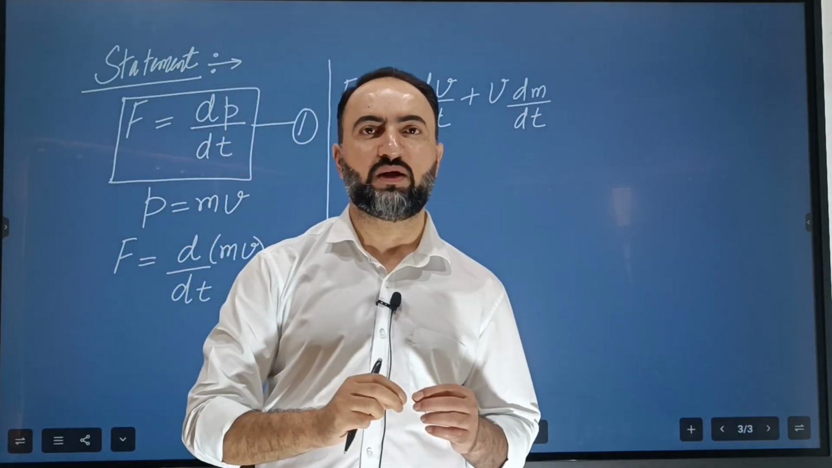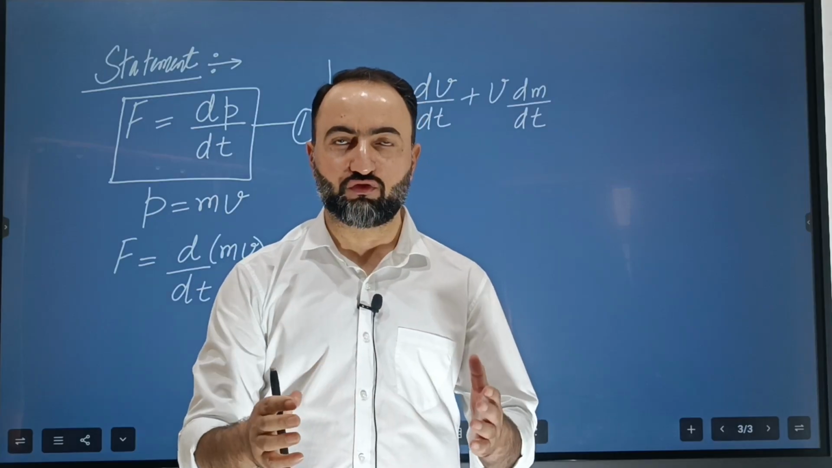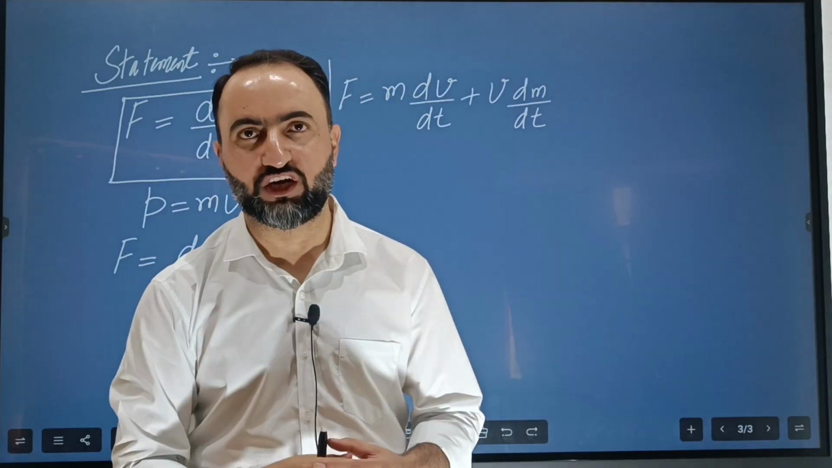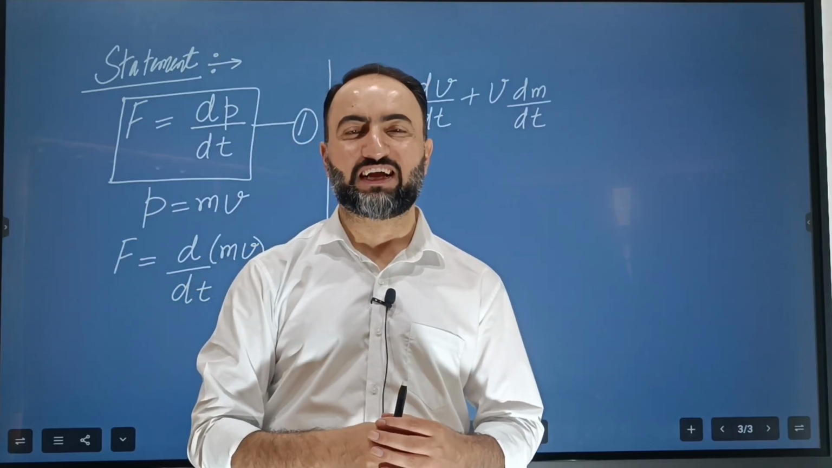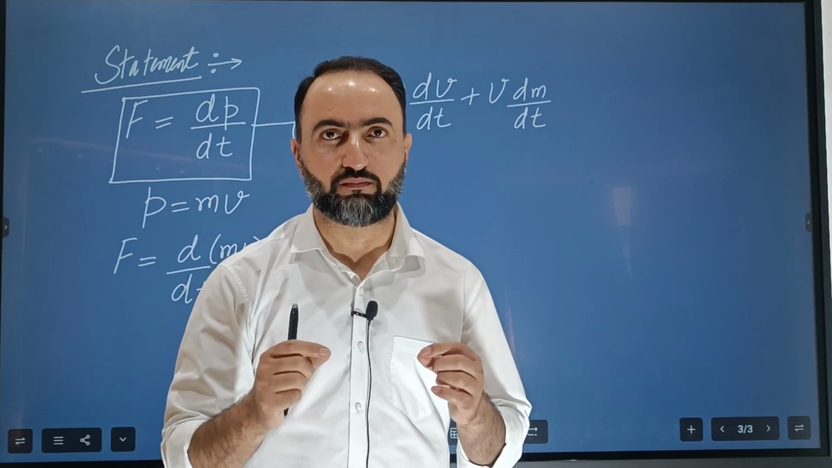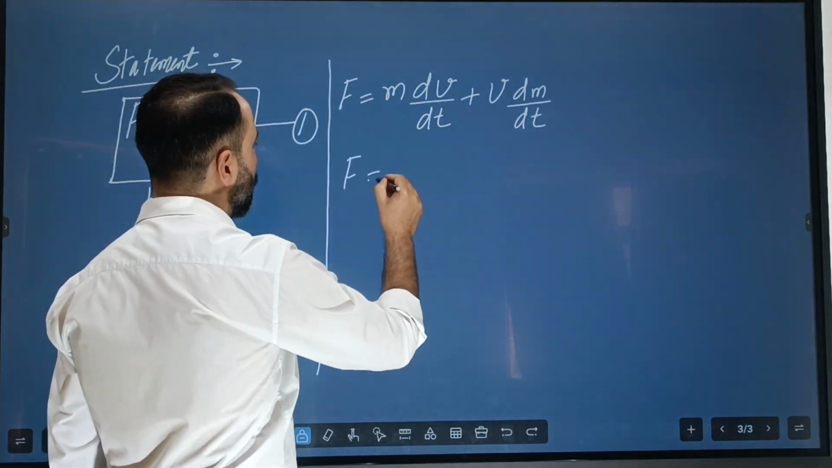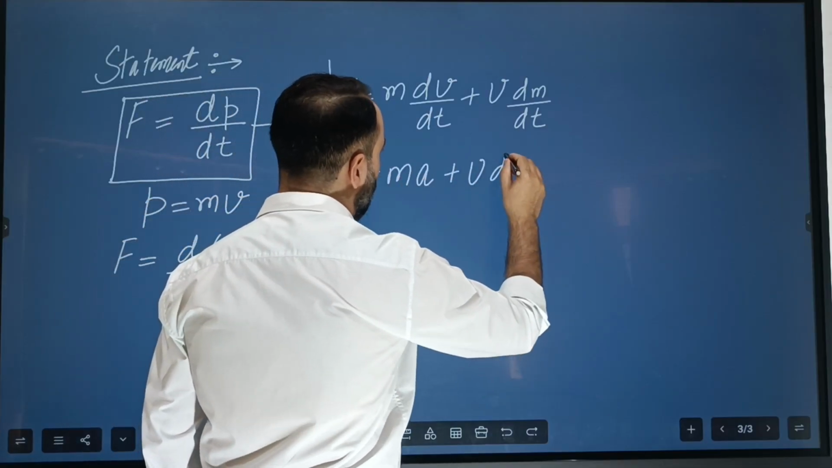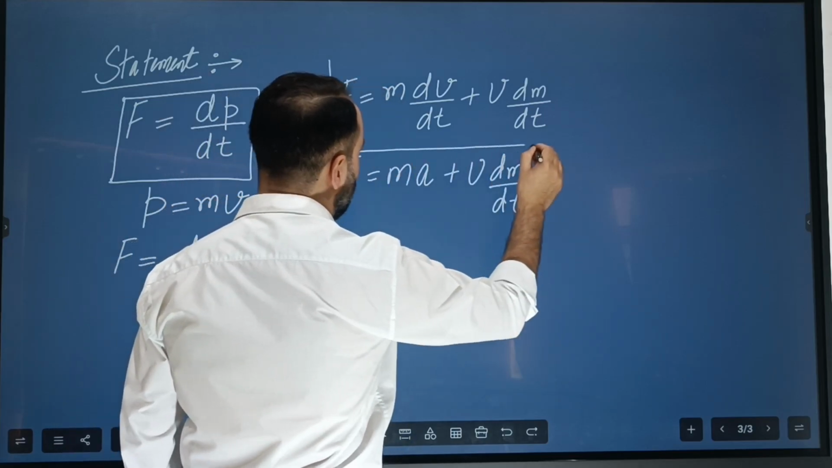What is this dv by dt? It is rate of change of velocity with respect to time. And you must know from the kinematics that the rate of change of velocity with respect to time gives acceleration. So dv by dt is what? It is essentially acceleration, number one. Number second is this dm by dt. What is it? It is the rate of change of mass with respect to time. So we have one more equation here, that is F equals to m multiplied by acceleration a plus v into dm divided by dt. This is our equation number second.